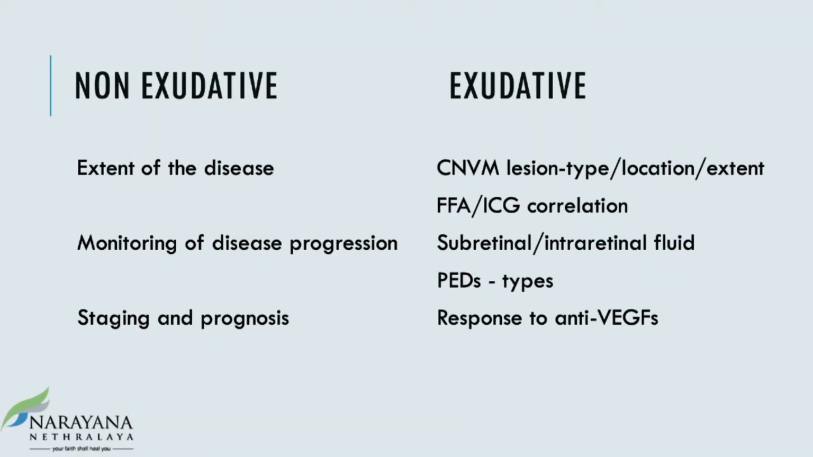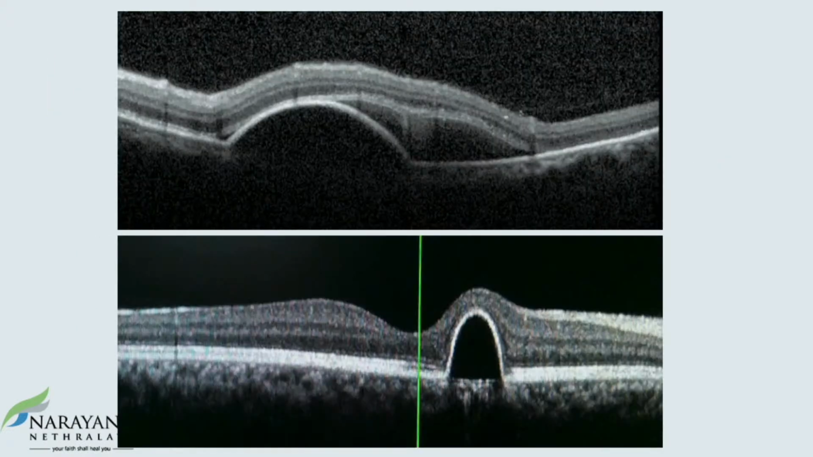So, in non-exudative, you want to look at the extent, the disease progression, the staging and the prognosis. In exudative, I just mentioned what all we will be looking at. Now, what are these? PEDs, right. You have 3 types. Anybody wants to tell me?